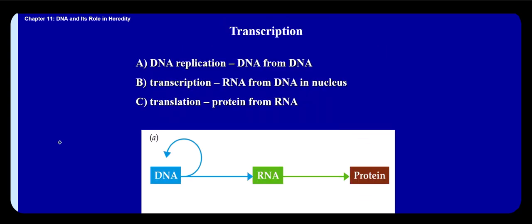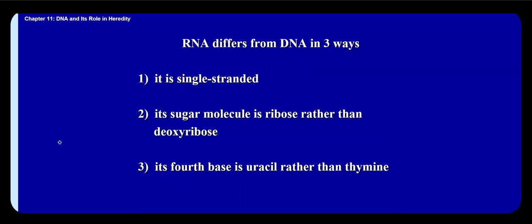Okay, so next process we're going to do is transcription. A little bit of a shorter story here. But what we're going to do is we're going to make RNA from DNA that we already have. So there's a couple things we need to talk about with RNA. So you've probably known this since high school, but RNA is single-stranded. The sugar is a ribose rather than a deoxyribose. And rather than thymine, we have uracil as the 4th base.